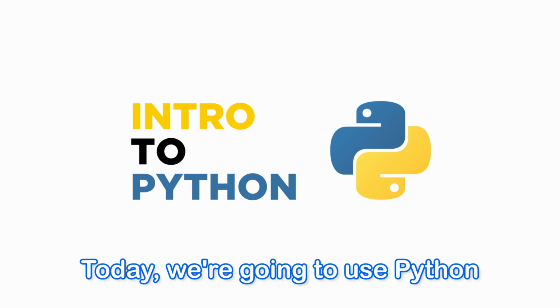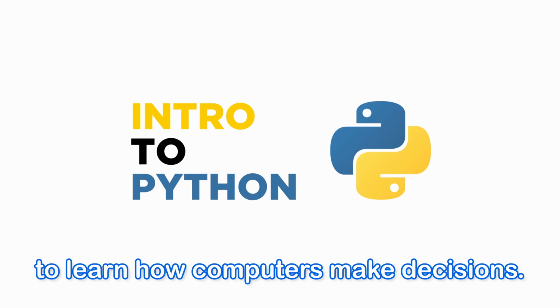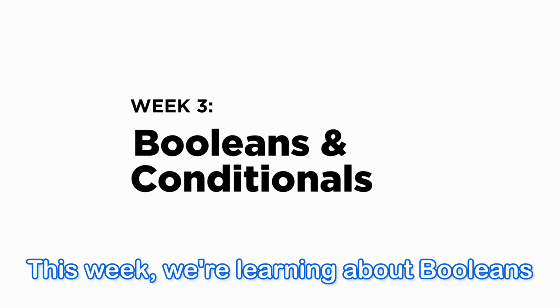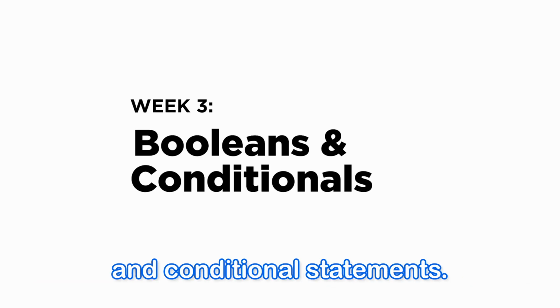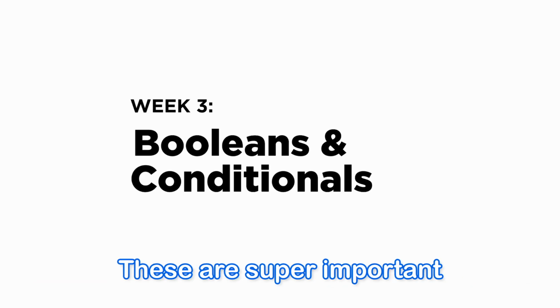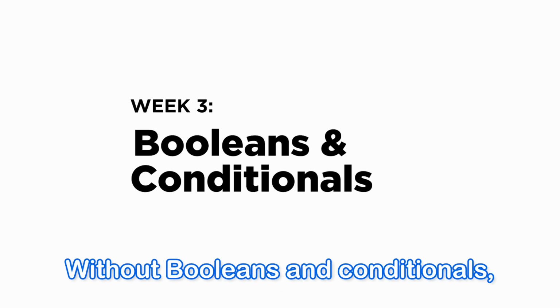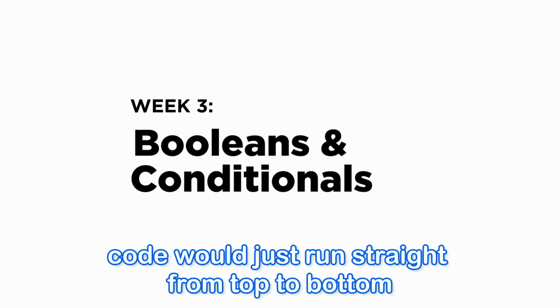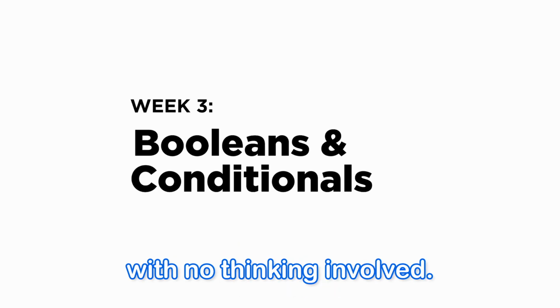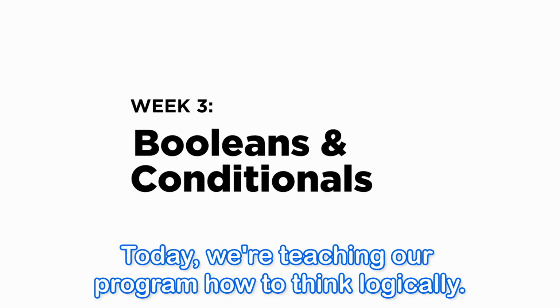Today, we're going to use Python to learn how computers make decisions. This week, we're learning about Booleans and conditional statements. These are super important because they allow our computer to make decisions. Without Booleans and conditionals, code would just run straight from top to bottom with no thinking involved. Today, we're teaching our program how to think logically.